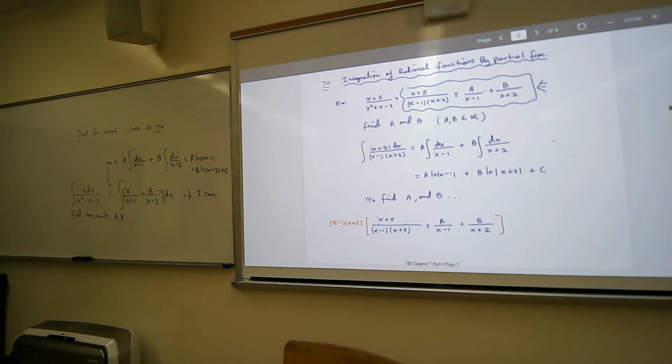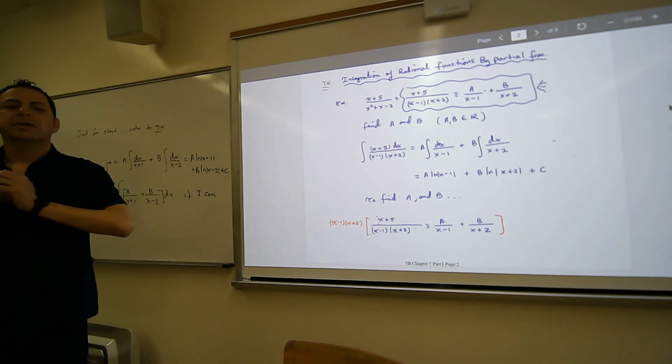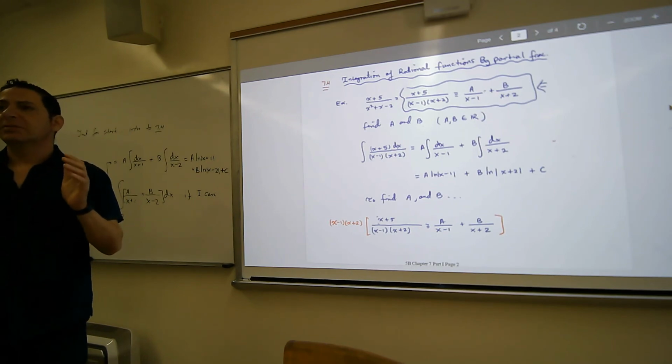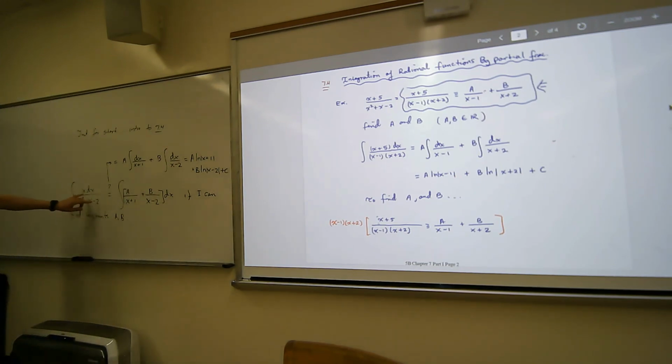Okay. So that's the mindset in this section: to take your rational expression. It's called integration of rational functions by partial fraction decomposition.